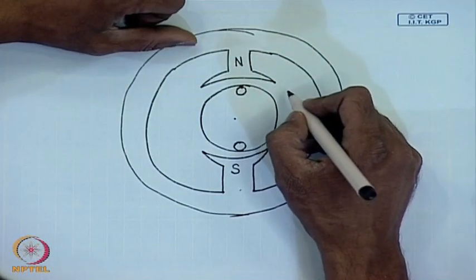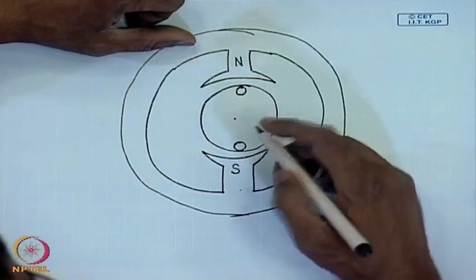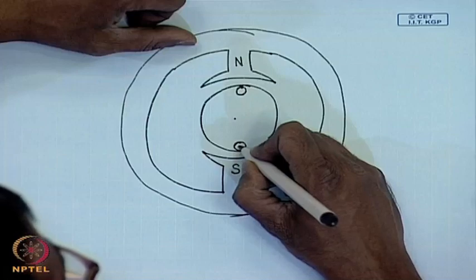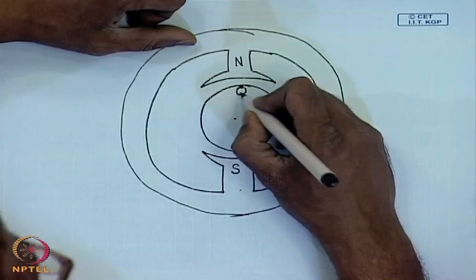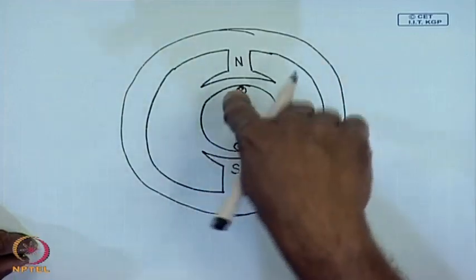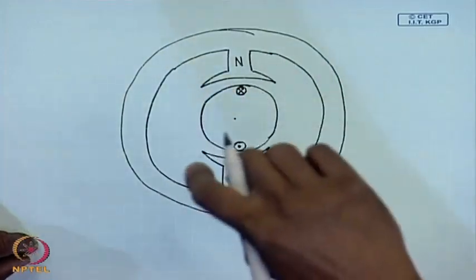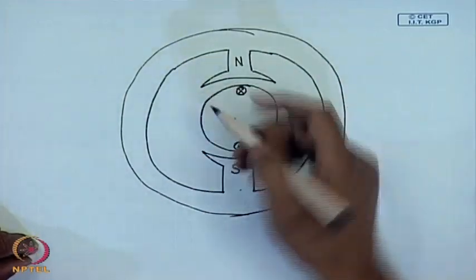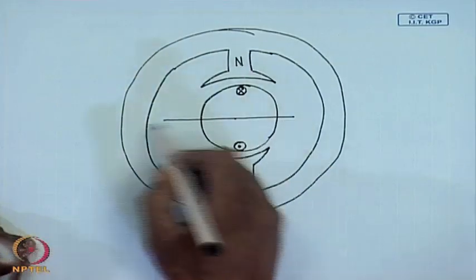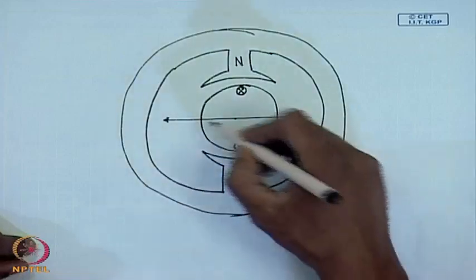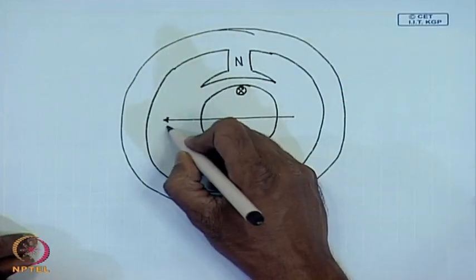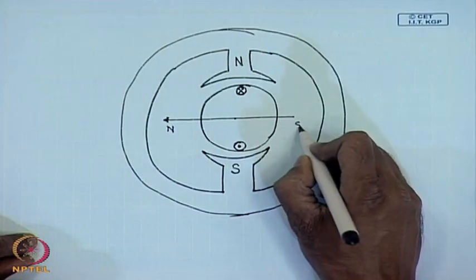Now, if the current polarity is in this direction, that is current is entering through this and coming out through this terminal, then it will produce a north pole in this, it will produce flux lines in this direction, that is this will be an equivalent north pole, this will be an equivalent south pole.